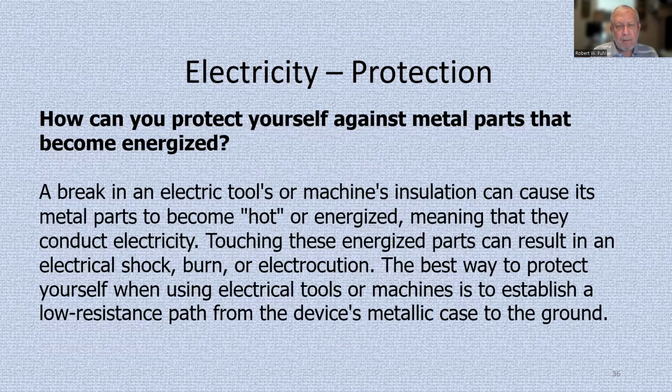How can you protect yourself against metal parts that become energized? A break in an electric tool or machine's insulation can cause its metal parts to become hot or energized, meaning that they conduct electricity. Touching these energized parts can result in electric shock, burn, or electrocution. The best way to protect yourself when using electrical tools or machines is to establish a low resistance path from the device's metallic case to the ground.